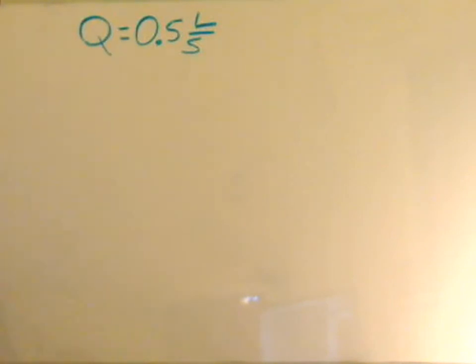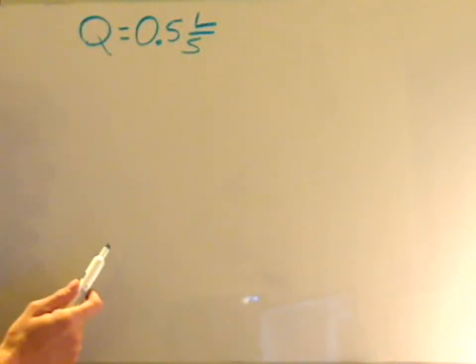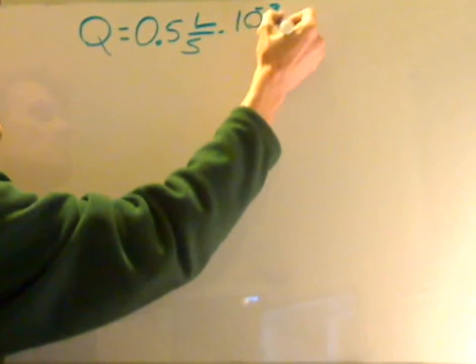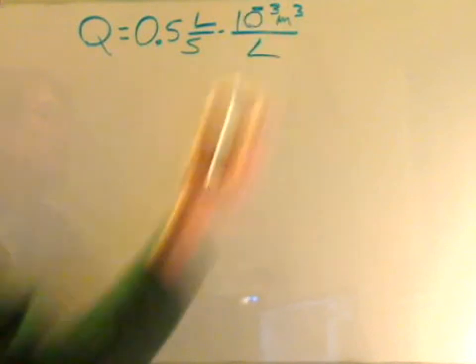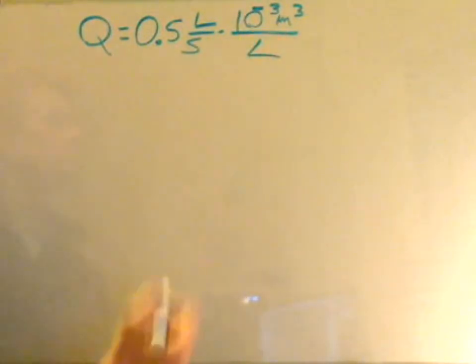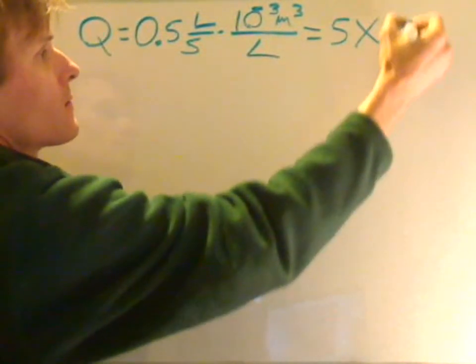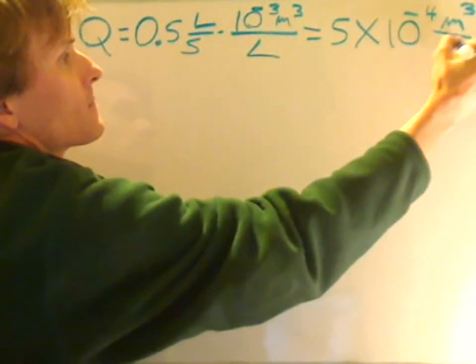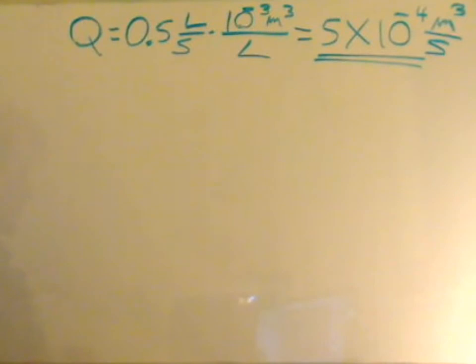Okay, now we need that in cubic meters per second. We need it in standard SI units. So there are 10 to the minus 3 cubic meters in 1 liter. So that's a minus sign up there. You multiply that here and you get 5 times 10 to the minus 4 cubic meters per second is our flow rate. So that's our flow rate then.